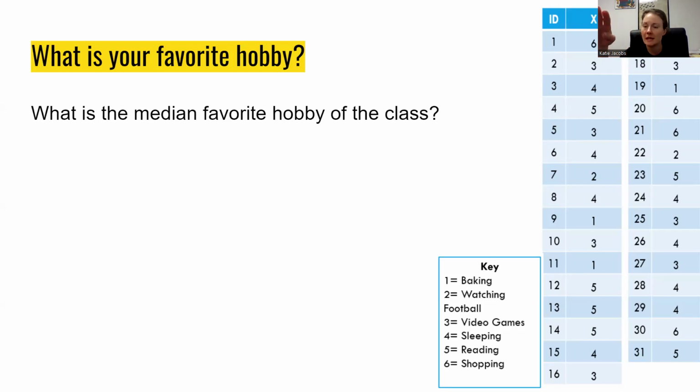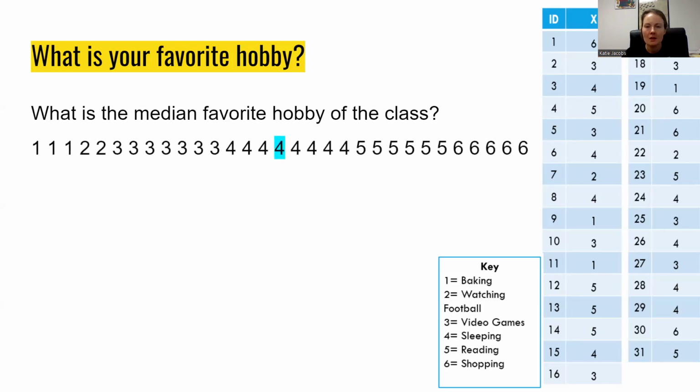You said we need to take all of those 31 data points, write them out in order, and find the very center. Yes, you are correct. So when we do that, we see that our median favorite hobby of the class is 4, sleeping. And you might be thinking, what's going on here? We'll think about that in a minute.